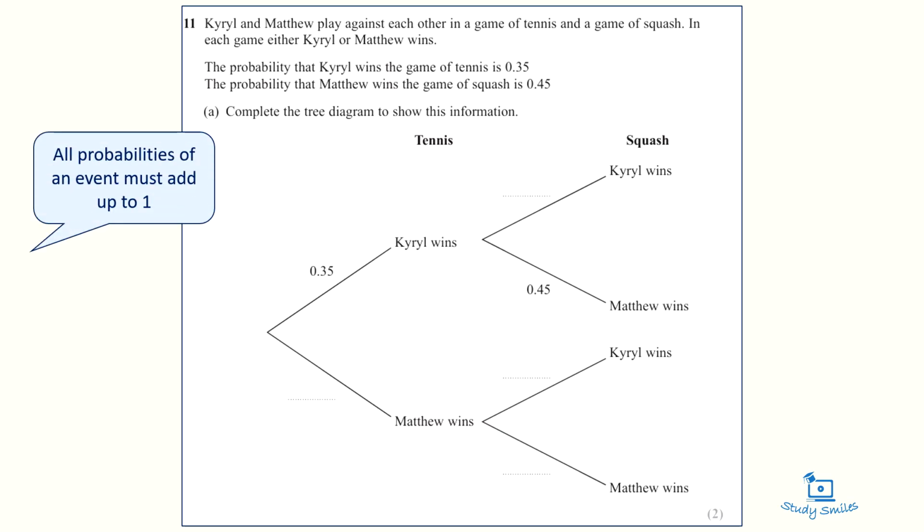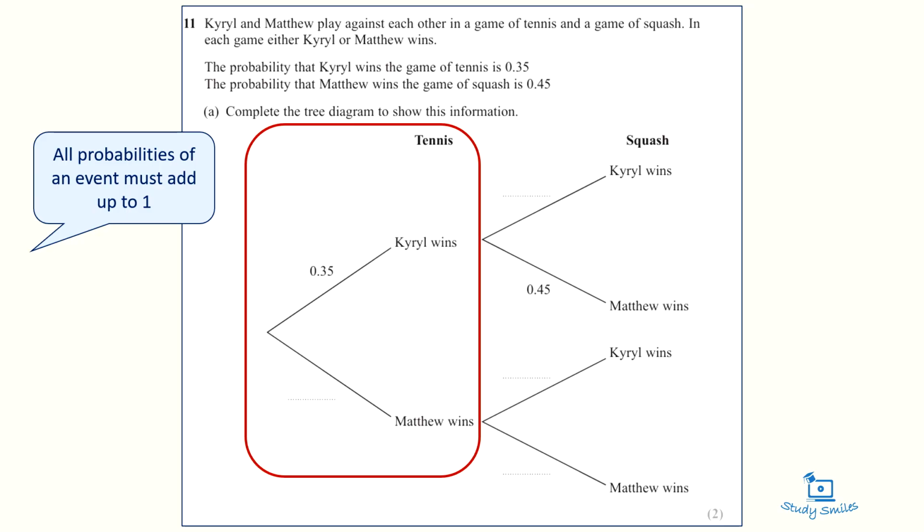All probabilities on an event must add up to 1. So we're told that the probability that Kyle wins the game of tennis is 0.35. So this means the probability that Matthew wins the game of tennis must be 1 minus 0.35, which is 0.65, which we can slot into the diagram.